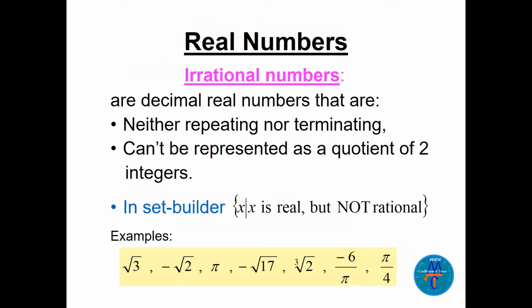Now, the irrational numbers simply are the real numbers that are not rational. So the irrational numbers, we cannot write them as a quotient of 2 integers. They are not repeating and not terminating, like square root of 3. I put here some examples: minus square root of 2, pi, cube root of 2. All these numbers, they are not terminating, not repeating.